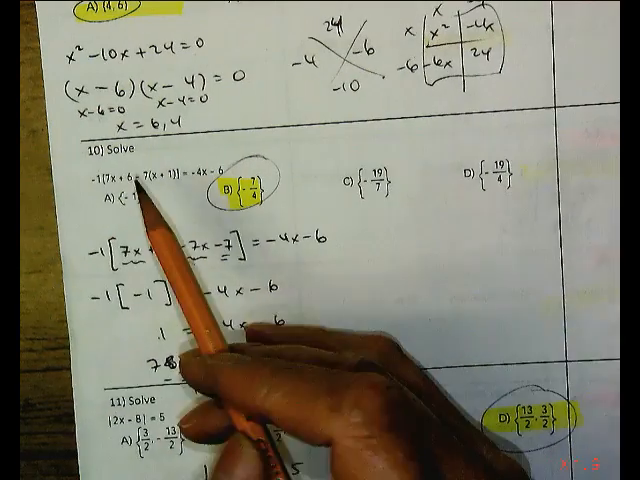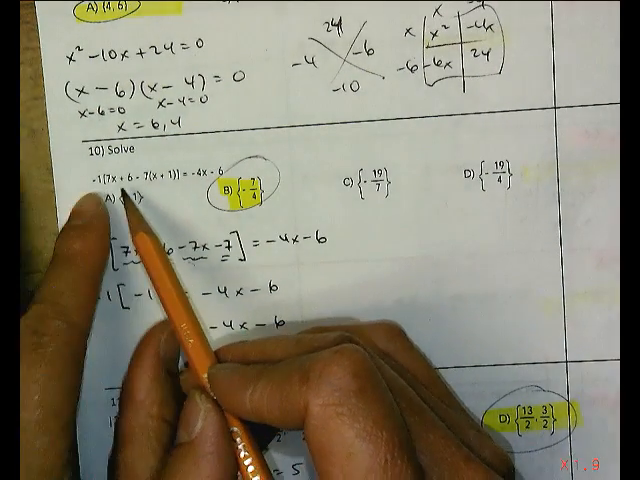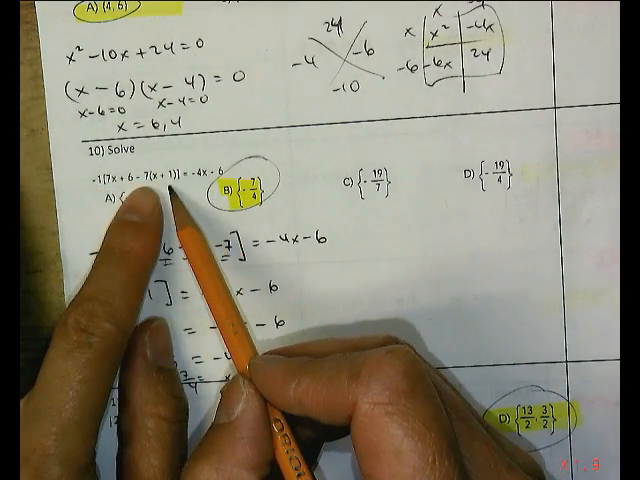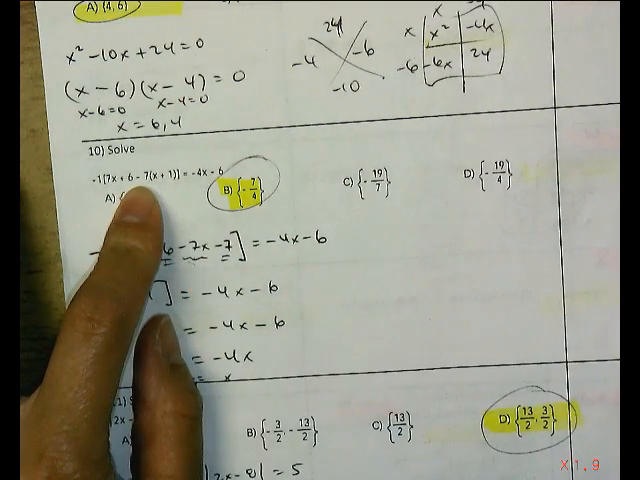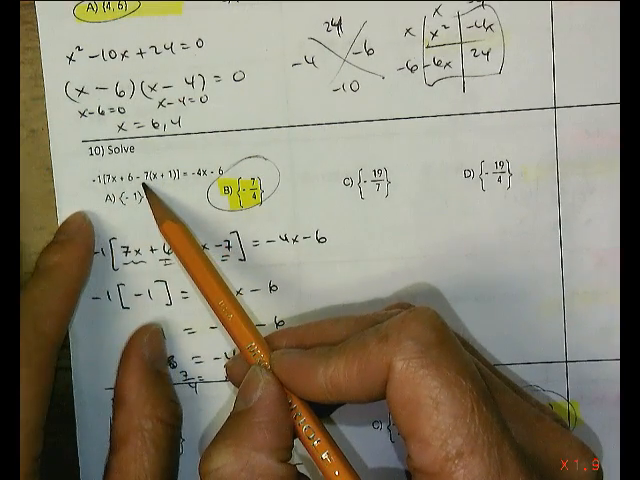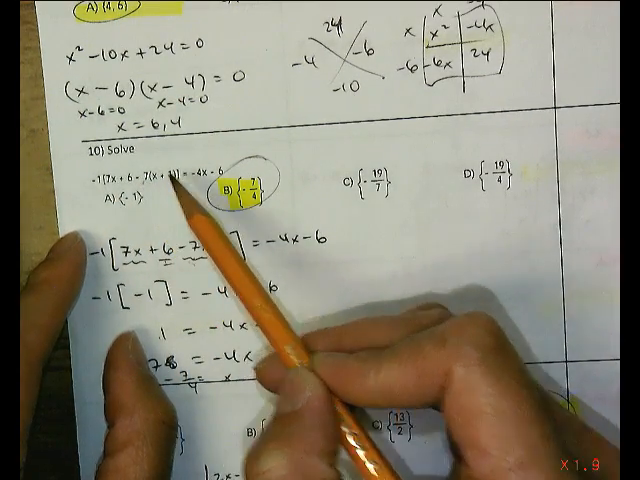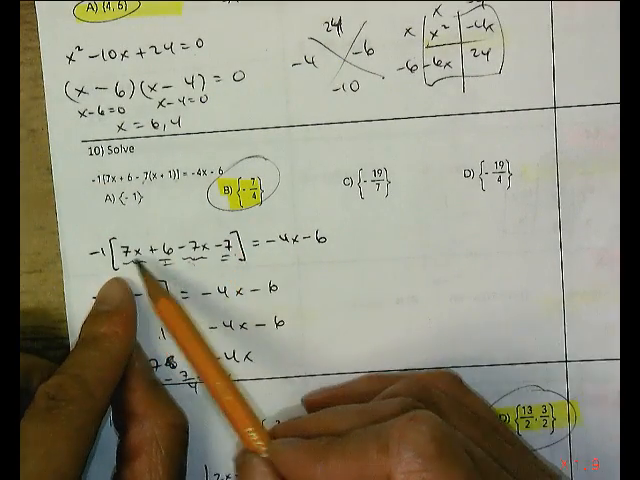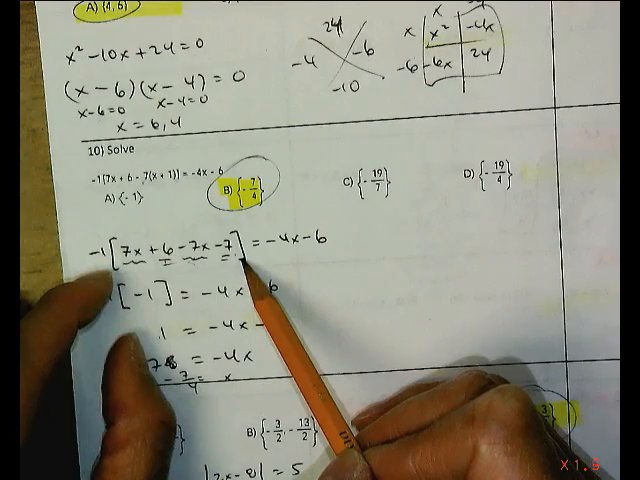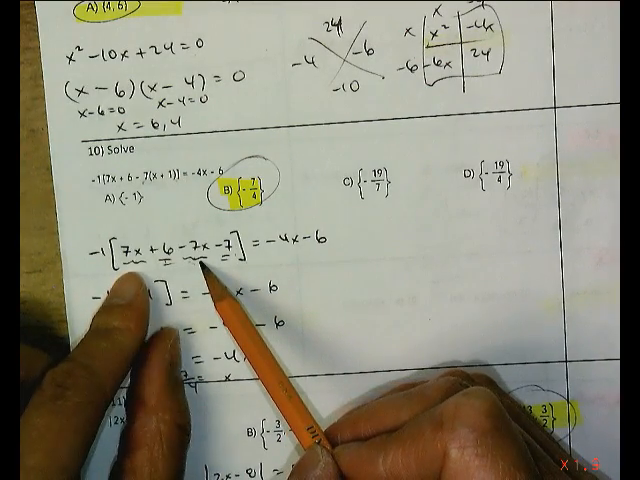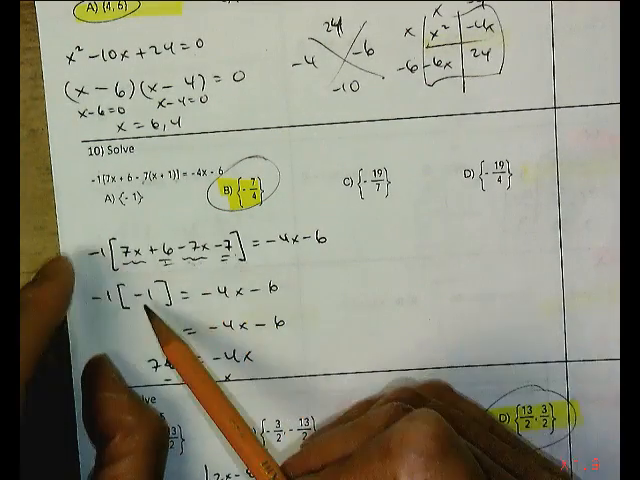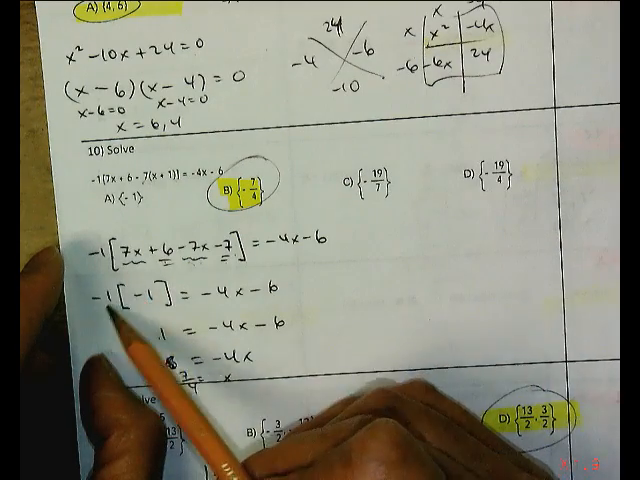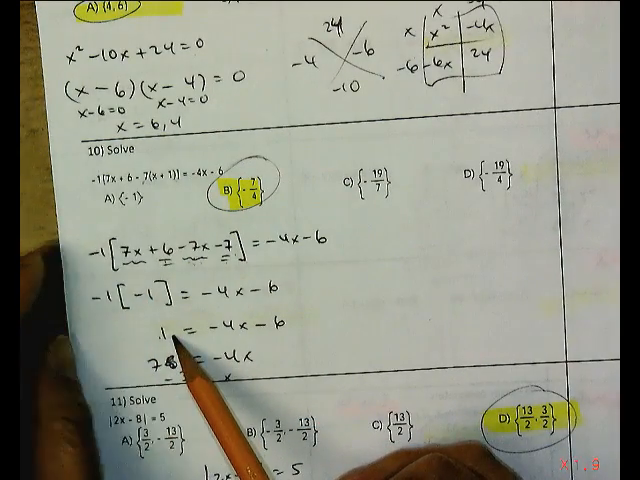Question number 10. You have a solve problem, so there's an x, and I'm going to solve the innermost problem here. So negative 7, I'm going to distribute there, negative 7x, negative 7y, inside the brackets here. Then I'm going to combine like terms. So 7x and negative 7x will give me 0x, and this will be negative 1. There's a multiplication of negative 1 times negative 1, so it gives me positive 1.